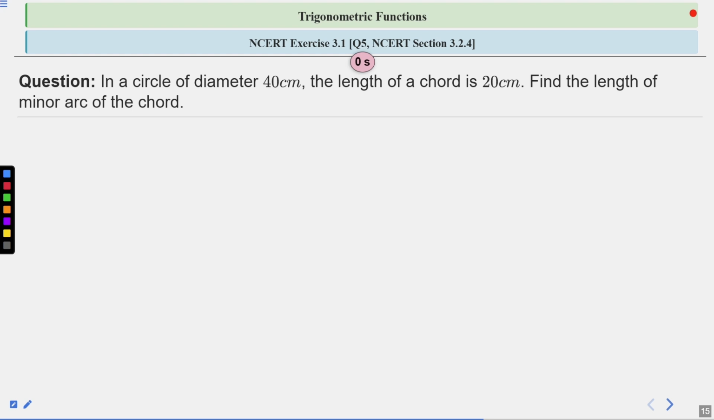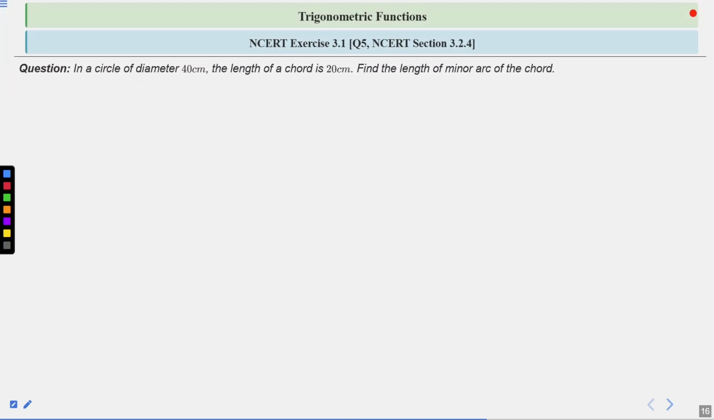Okay, let's move to the solution part now. The question is, in a circle of diameter 40 centimeter, the length of a chord is 20 centimeter. We have to find the length of the minor arc of the chord. The correct answer is that the length of the minor arc of the chord is 20 pi by 3 centimeter. Let us discuss now.